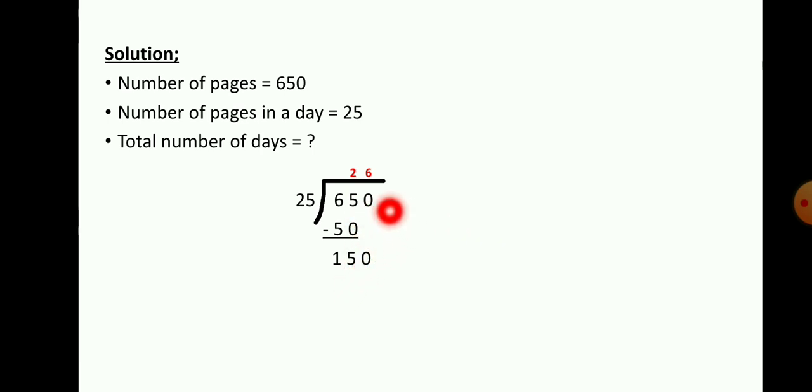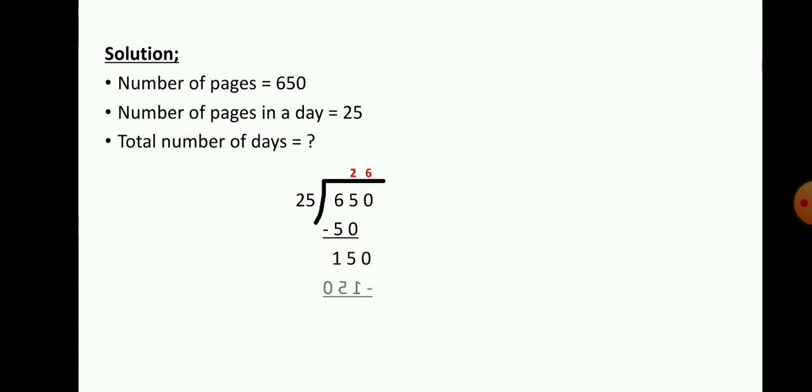Now the last digit of the dividend that is left is 0. So we'll write this 0 along with this leftover, and this leftover will become now 150. Now tell me, 150 comes in the table of 25? Yes. How many times? 1 time 25 is 25, 2 times 25 is 50, 3 times 25 is 75, 4 times 25 is 100, 5 times 25 is 125, and 6 times 25 is 150. So we'll write 6 at the top like this, and we'll write 150 below.